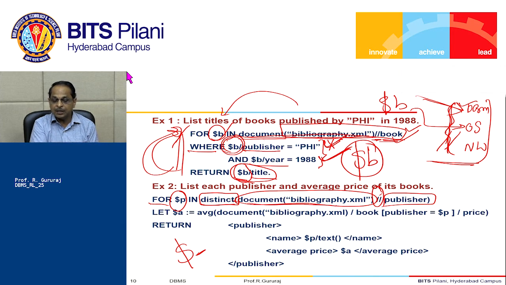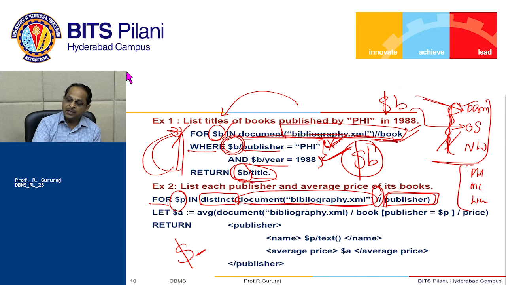And this indicates the root element. Under the root, somewhere down the line in the structure hierarchy, I have publisher elements. I will pick up all such publisher elements, and let us assume that the first one is PHI, the second one is McGraw-Hill's and the third one is Wiley, something like this. So all such will be available in the collection. In the first iteration, $p is assigned with PHI. Let us assume that way.